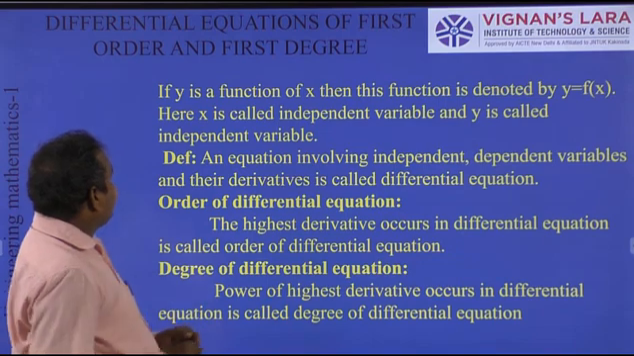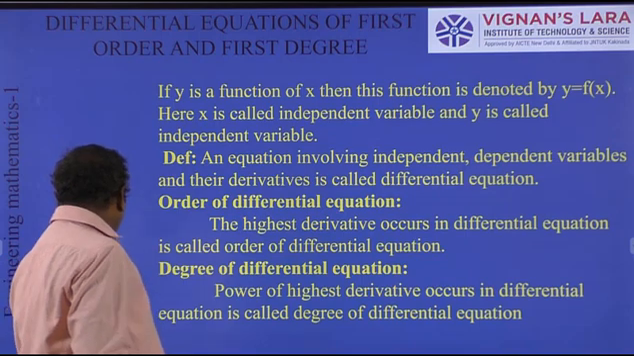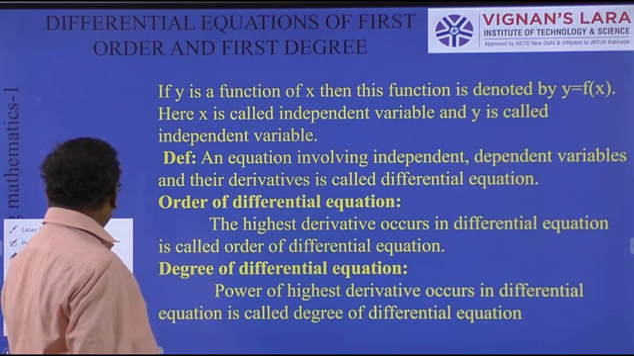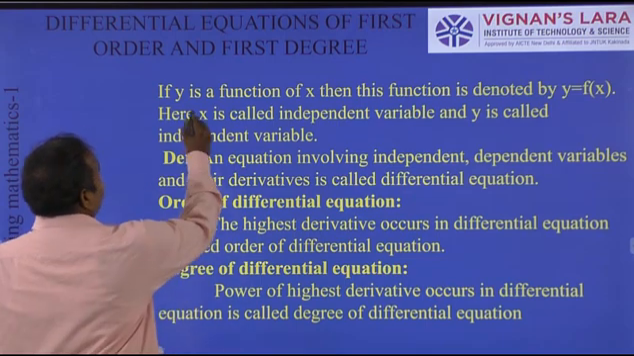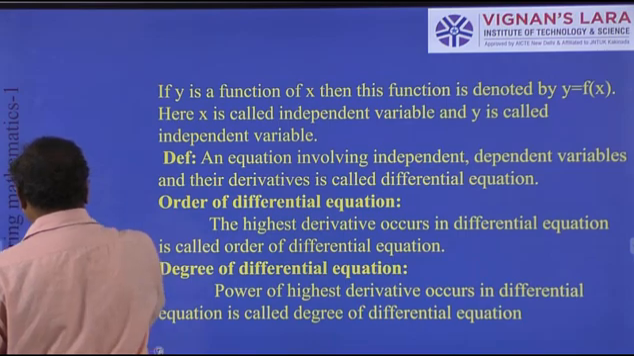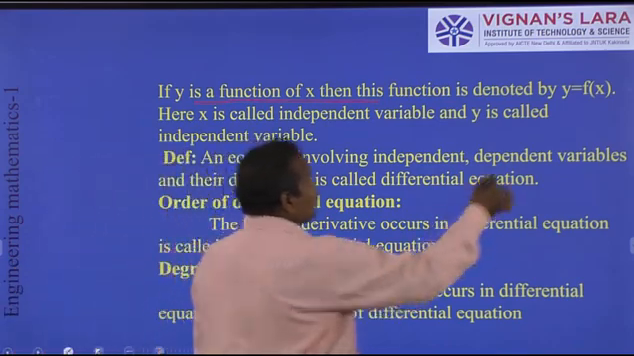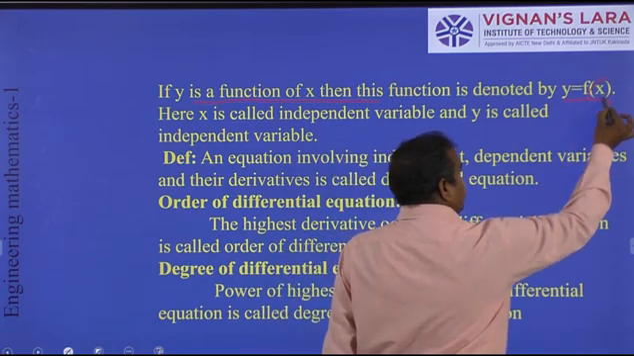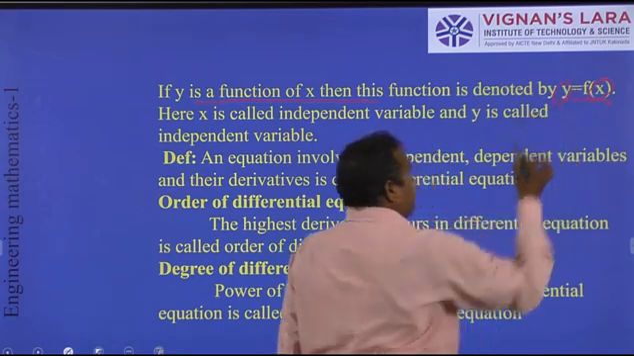Here, what is a function? First we have to learn about the function. What is this function? y is equal to f of x is a function. So y is a function of x. This function y equals f of x is denoted in this format. Here x is called an independent variable and y is called a dependent variable.